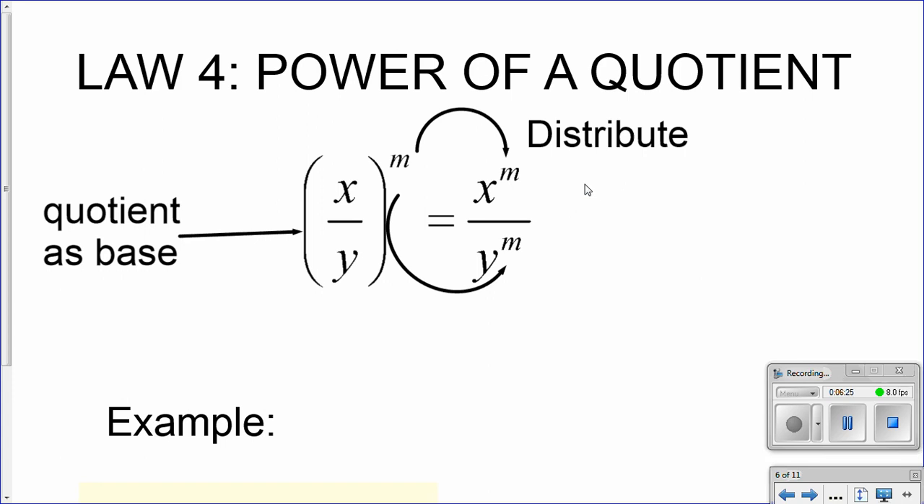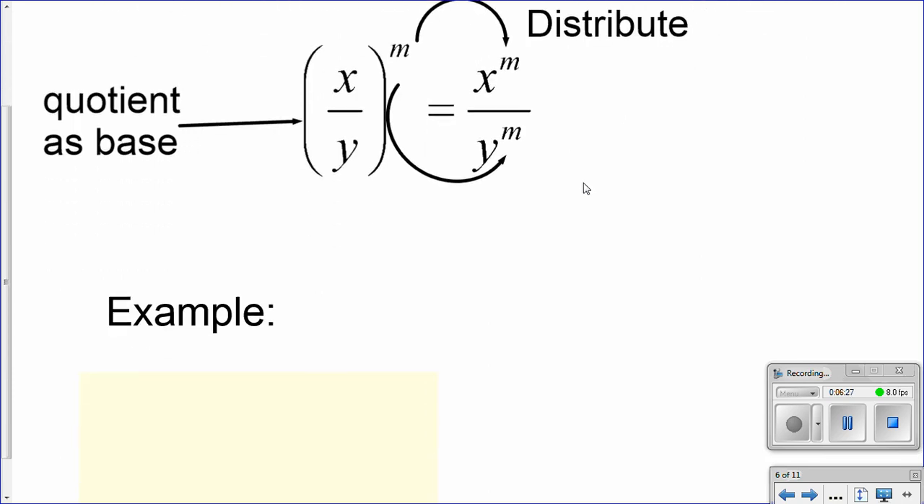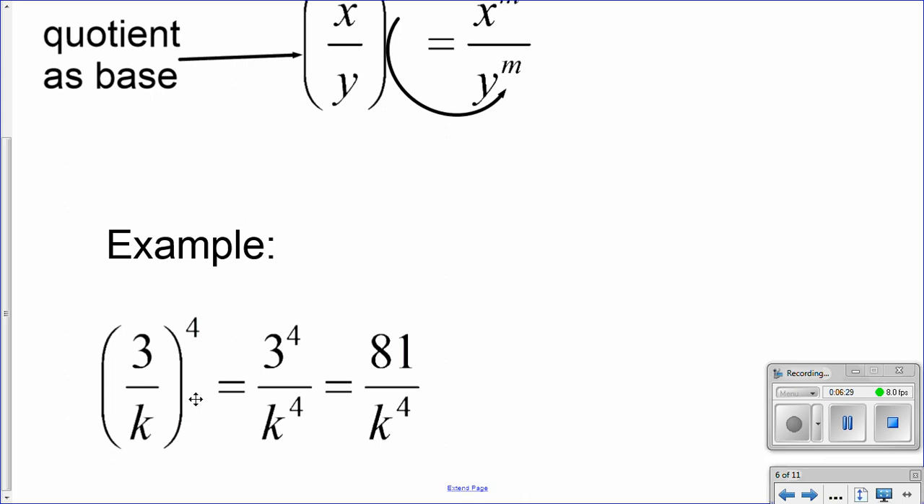Everything gets that exponent. Okay, an example, we have 3 over k all being raised to the 4th. The 4th power goes to the 3 and to the k. And then with the numbers, we can go ahead and simplify that. We get 81 over k to the 4th. All right.